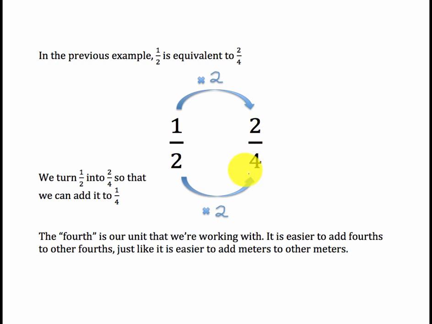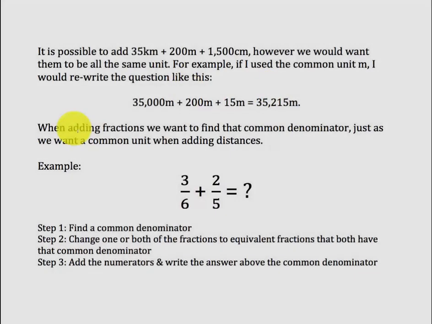And the reason why I want this in fourths is because the other fraction that we were adding to this was in fourths as well. And it's easier to add fourths to fourths, just like it's easier to add, say, meters to meters. You want your units to be the same. So we're just going to look at a different example that doesn't use fractions, it uses distances. Here it's possible to add, say, 35 kilometers plus 200 meters plus 1,500 centimeters. However, if we were going to do this, we would want them all to be the same unit, either all kilometers, all meters, or all centimeters, so that we can combine them.